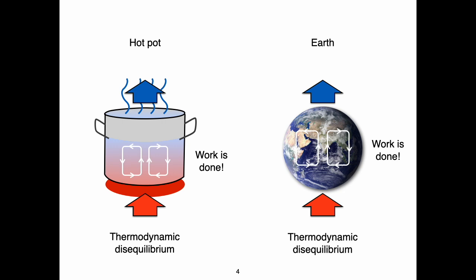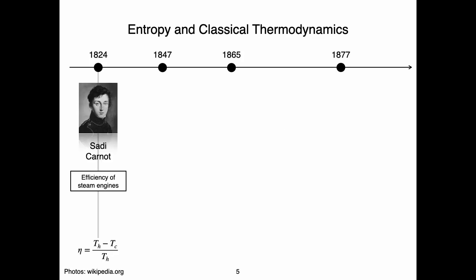Now, let's look into this concept of entropy a little bit in the history. Maybe the good starting point is Sadi Carnot, a French engineer who looked at the efficiency of steam engines. This was early 19th century. This was the time where heat engines were being invented and improved. It was the onset of the Industrial Revolution.